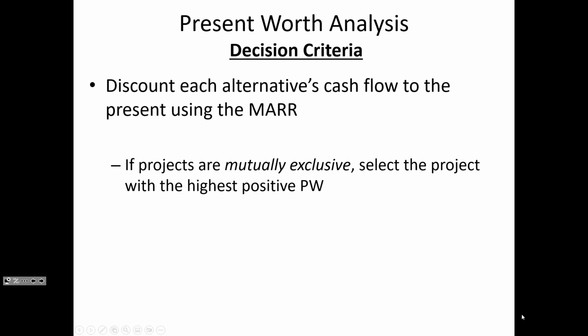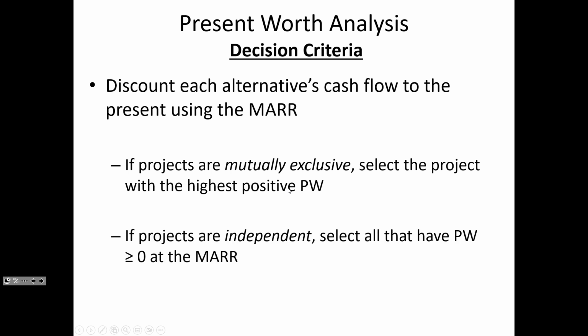If a project is mutually exclusive, then the decision criteria is you'd choose the one project that has the highest positive present worth. Now, don't skip past this idea of positive present worth, because if present worth is negative, that means you're losing money, and you should instead choose the do-nothing alternative.